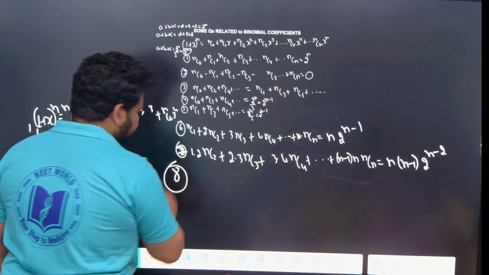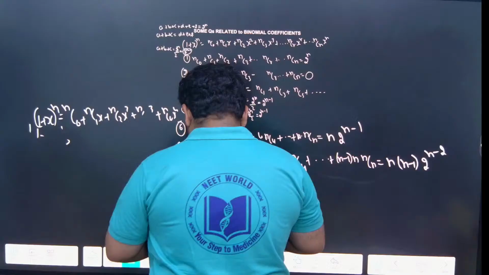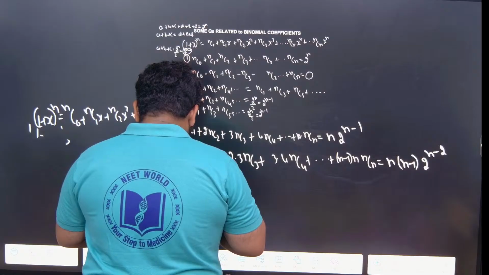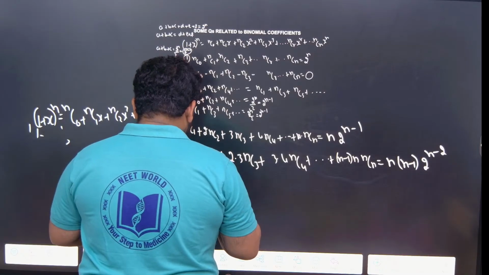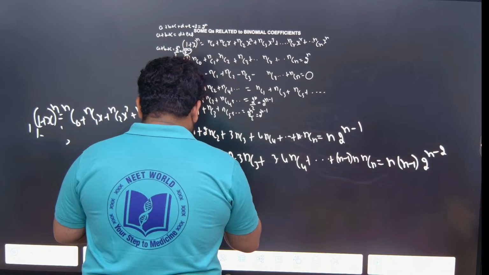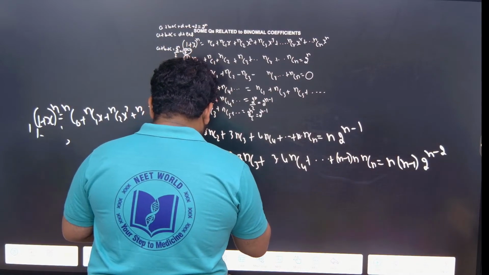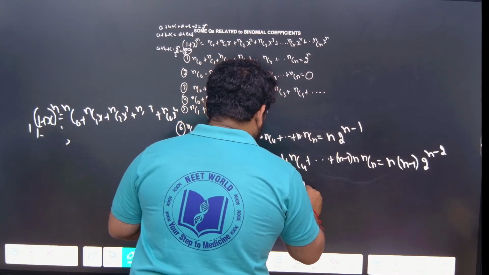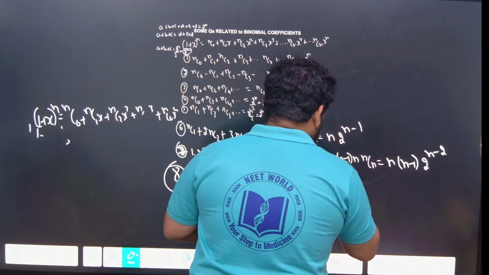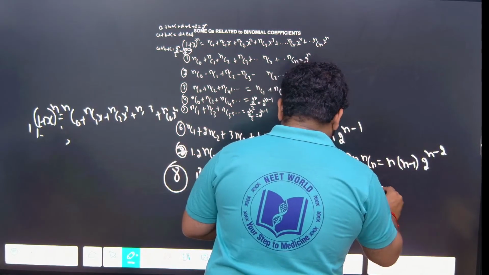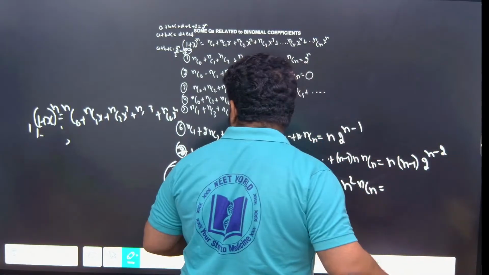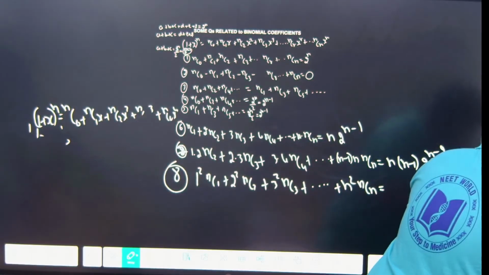Now, the 8th formula is very important. Write down the 8th formula. So, the 8th formula, if you see, it is coming like 1 square NC1, 2 square NC2, 3 square NC3, it goes on, plus n square NCn is equal to. So here what you will do is, just write down the formula first.